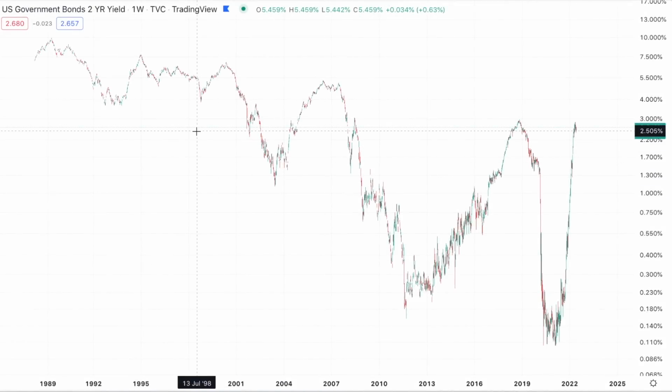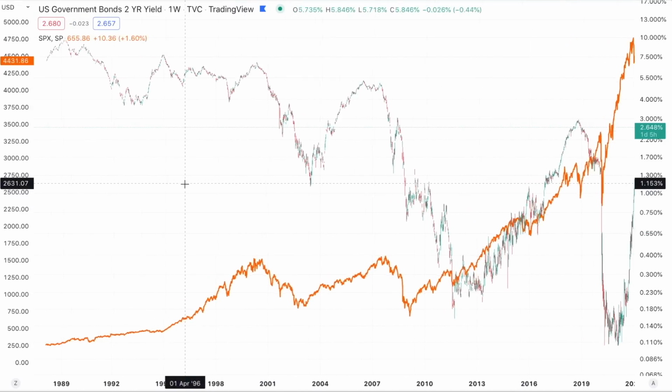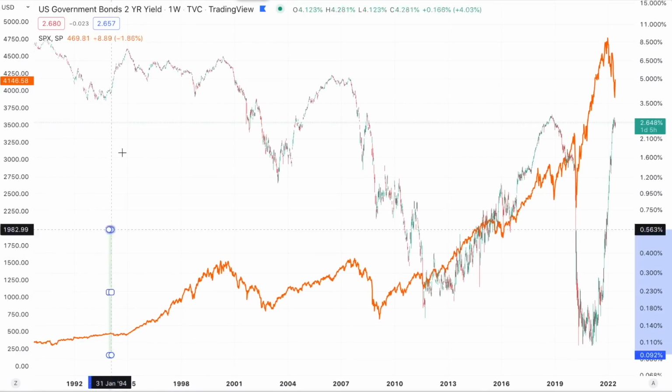So we know how the 2-year yield impacts the market, right? This is a 30-year chart of the 2-year yield. Let me put the S&P 500 on top and you'll quickly see what I'm talking about here. I'm going to highlight these zones right here.